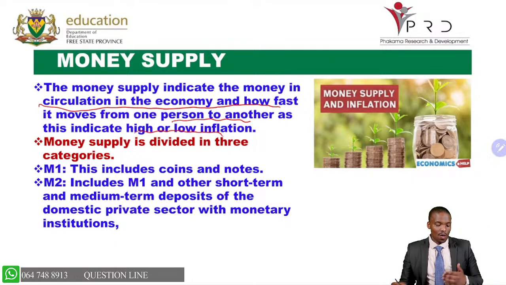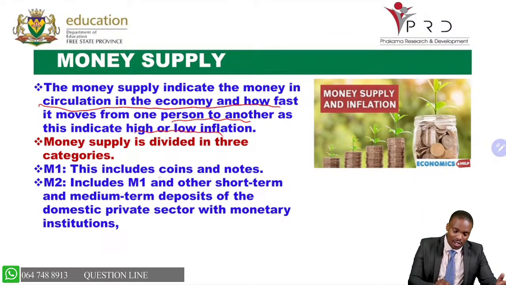Okay, so let's look at the categories of money supply. We're looking at M1, M2, as well as M3. M1 includes only coins and notes.